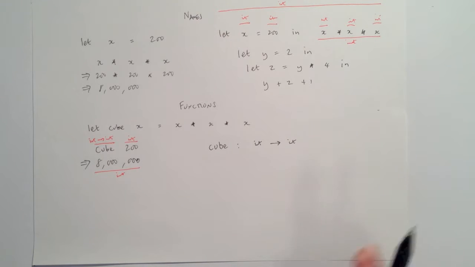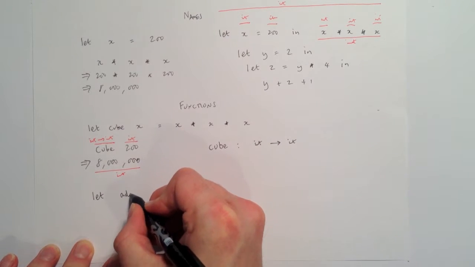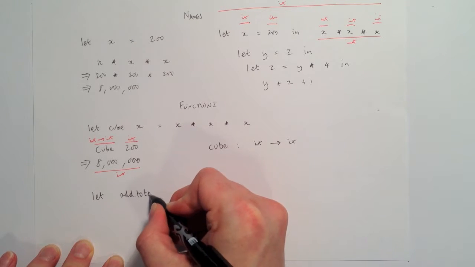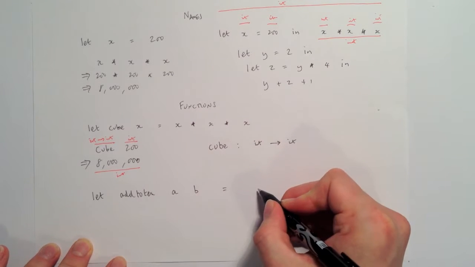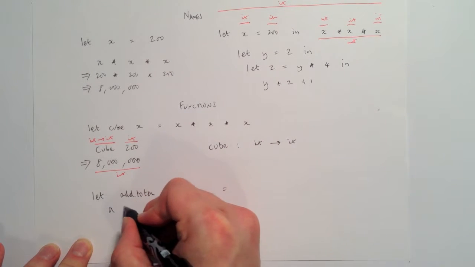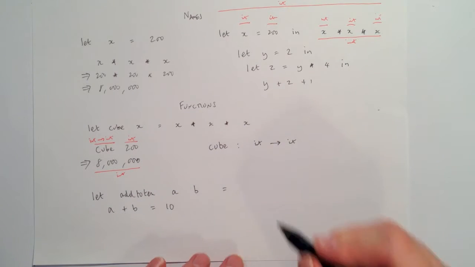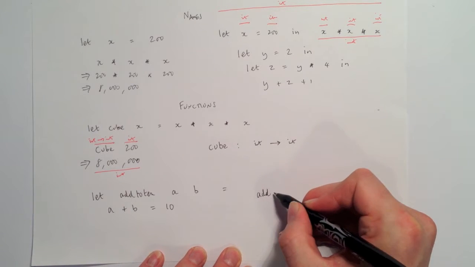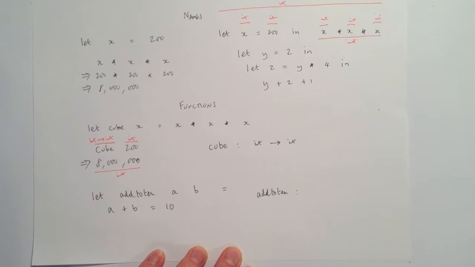And we can give more than one thing to a function. Here's a function which is going to detect if two numbers you give it add up to 10. Let add to 10 a b equals a plus b is equal to 10. Well, what's the type of this function? Well, it's something where you give it two integers and it gives you back a boolean. True, they add up to 10, or false, they add up to something else.